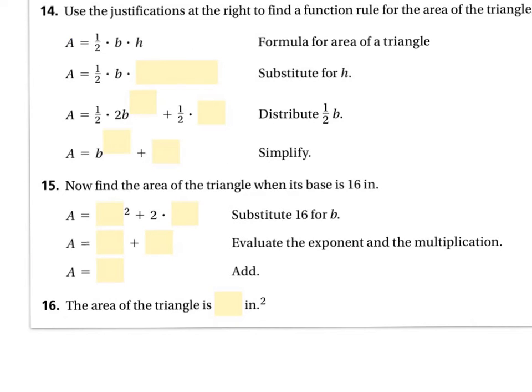We're continuing on with the previous problem. And we know the formula is area equals 1/2 base times height. And we're going to substitute for h. Now what we're going to substitute is 2b plus 4 because that's what h equals. So here we're going to write 2b plus 4. So we distribute this b in. So b times 2b is 2b squared. b times 4 is 4b.